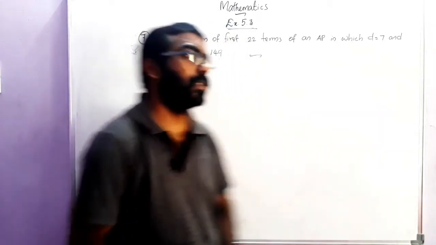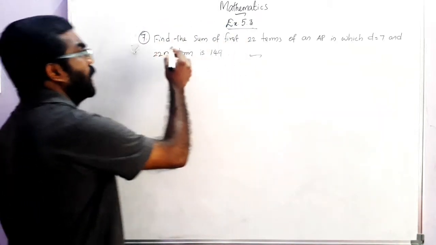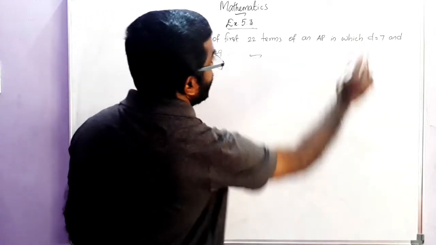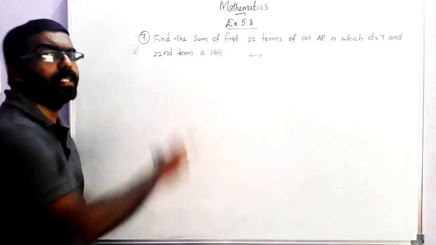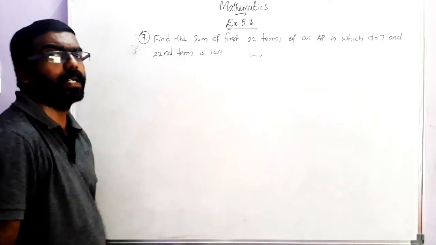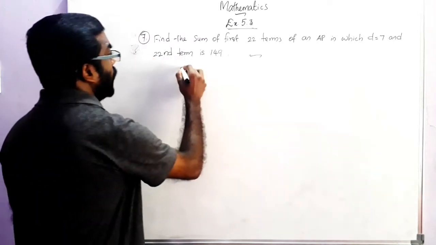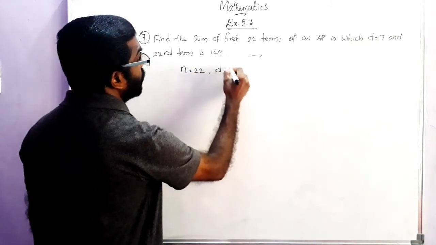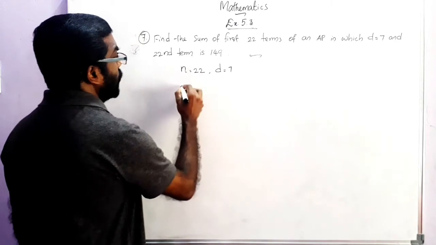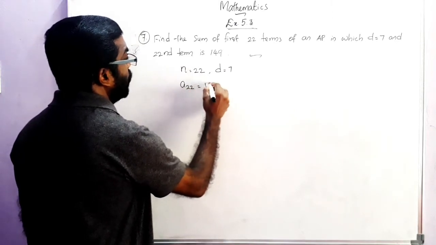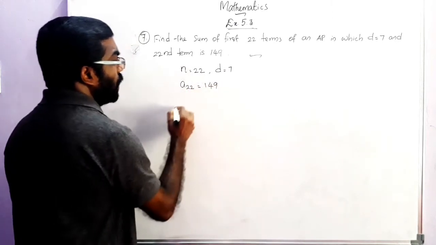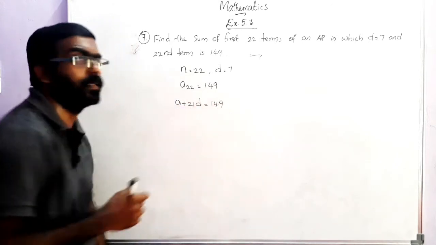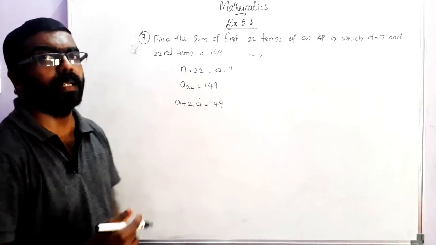Now we move on to the next question: find the sum of the first 22 terms of an AP in which D is equal to 7 and the 22nd term is 149. So here n is equal to 22 and D is equal to 7. Then the 22nd term, that is A22, is equal to 149. This can be written as A plus 21D, using the formula An is equal to A plus n minus 1 into D.